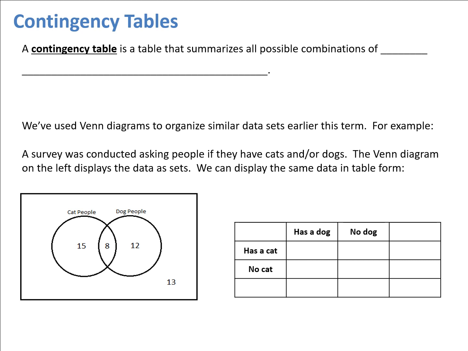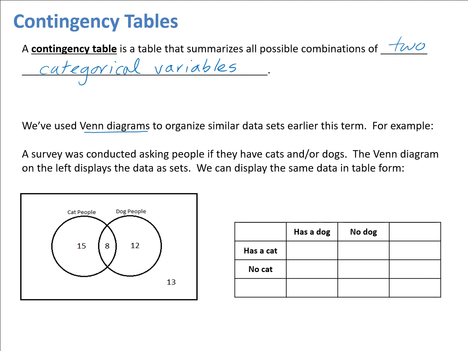A contingency table is a table that summarizes all possible combinations of two categorical variables. When we talk about categorical variables, we mean variables that represent things that are qualities. Now, we've used Venn diagrams in the past to organize similar types of data. Here's an example we did back in Chapter 1.